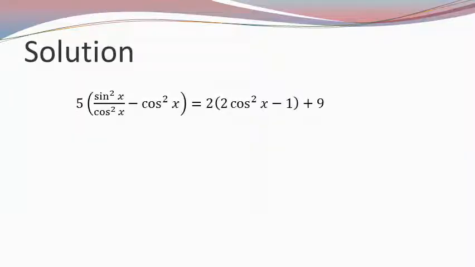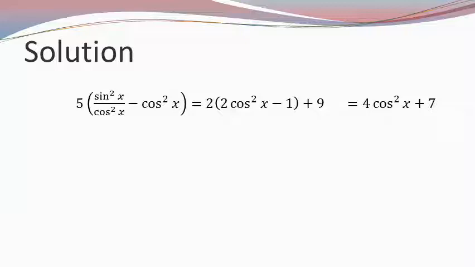Well, the first step would be to write down everything in terms of sin x and cos x. So this is what we get when we replace tan squared x with sin squared x by cos squared x, and also cos 2x with 2 cos squared x minus 1. Now the right hand side of this equation can be further simplified and written down like this.